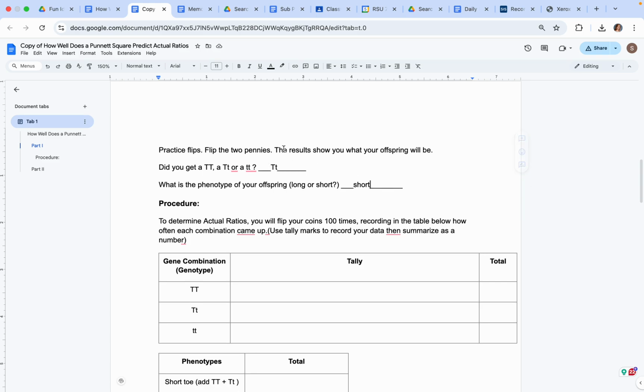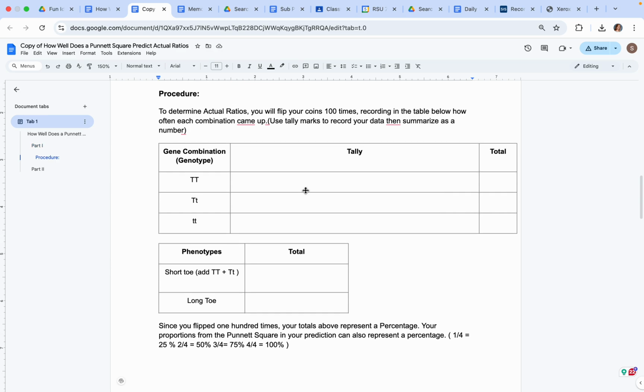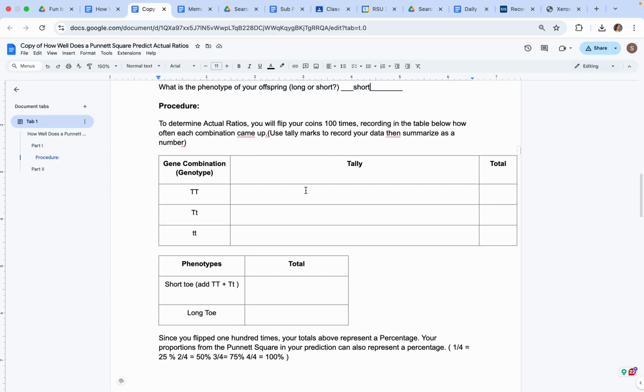Once we do that and we do it well and we understand, we're going to move on to the procedure. To determine actual ratios, we're going to flip 100 coins. If you don't flip 100 coins, you're going to have to do some math to modify your numbers. So I would recommend you flip 100, but if you get stuck, we can address those changes when I'm back, or you can reach out to me for some help if I'm available.